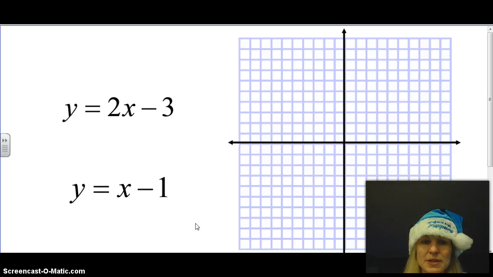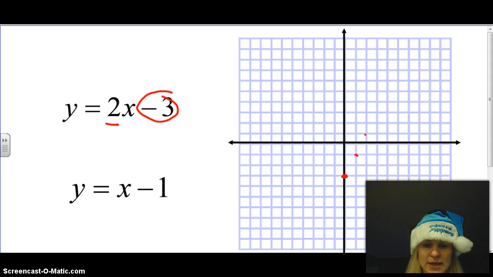So let's look at another example. You're going to have to do some of these on your own tomorrow. So again, we're going to look and we say the y-intercept here is negative 3. So I'm going to put a point here. My slope is 2. So up 2 over 1, up 2 over 1.